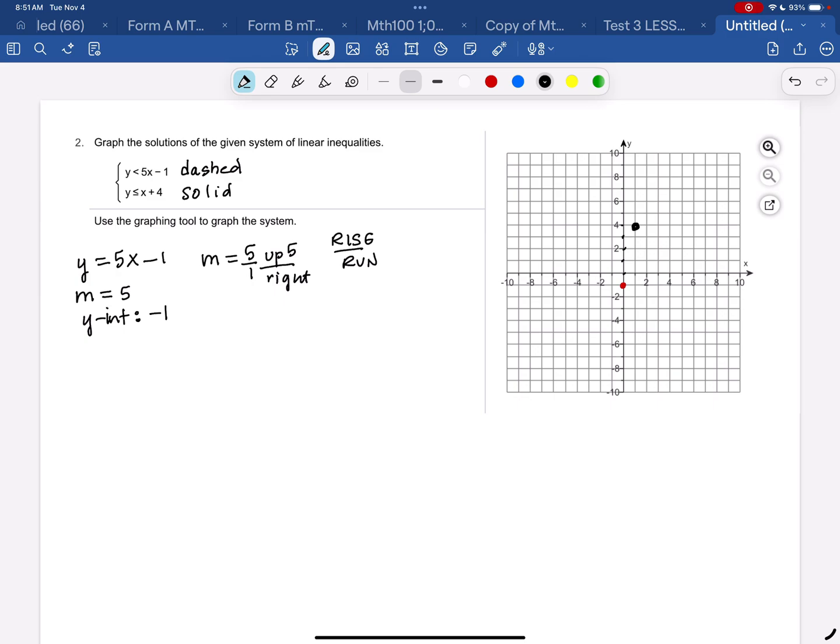Once again, you may make a table of points. I'm going to go up 5 here, over 1 here. And you know what I could do? Look, -5 divided by -1 is equivalent to 5. So I could go down 5 and left 1. So I'm going to get another point down here by going down 5, 1, 2, 3, 4, 5, and left 1. So look, there's another point too. All right, so I'm going to connect those.